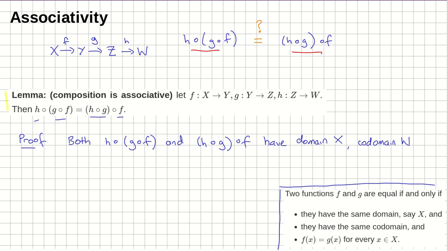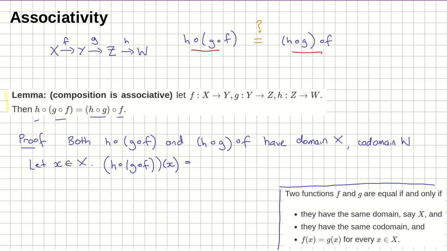So let's just work out what their output is given an element little x in the common domain X. So we'll let little x be an element of big X, and we're going to figure out what both of these two compositions do to little x. So h composed with g composed with f, evaluated at x. What is this?